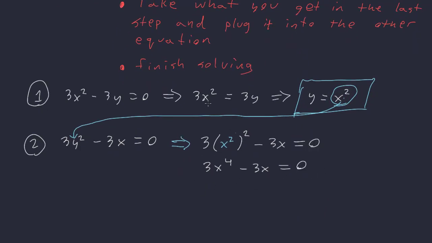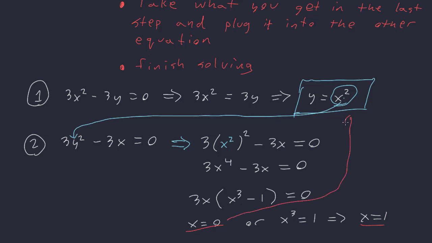And now we can continue solving, and that's where we get to finish solving. All right, so now I will factor out 3x to get 3x times x cubed minus 1 equals 0. So now I have that x is equal to 0, or here x cubed is equal to 1, which tells me that x is equal to 1. We're not quite done yet. All right, we have our x values. We need to plug them back in to get our y values. So now we plug them back into here.